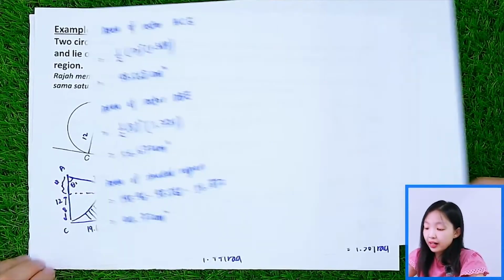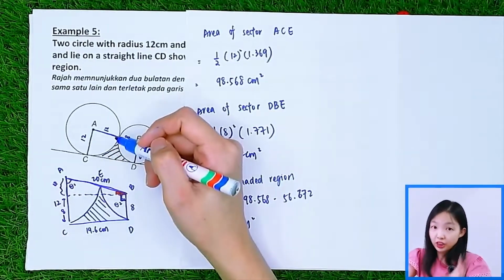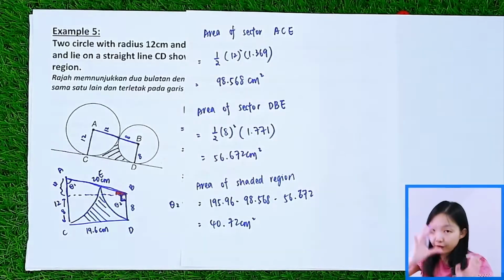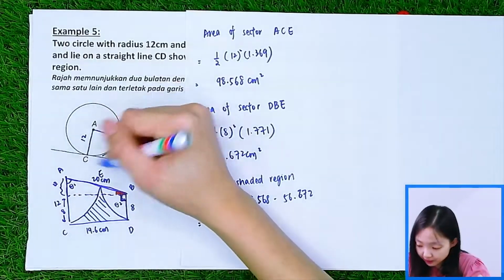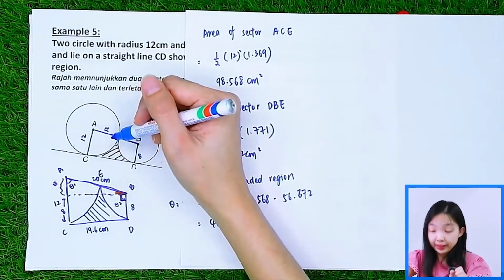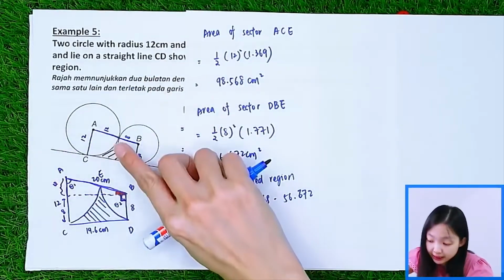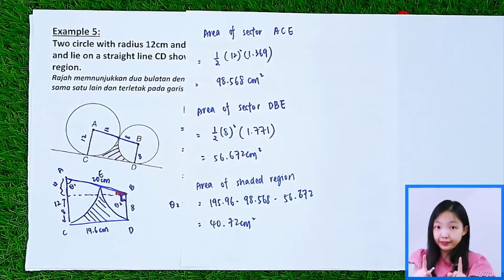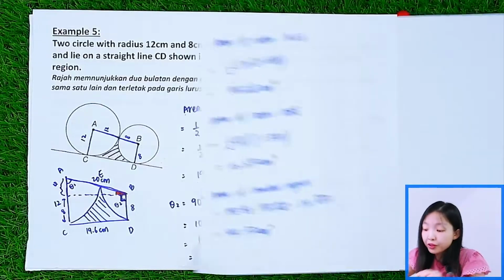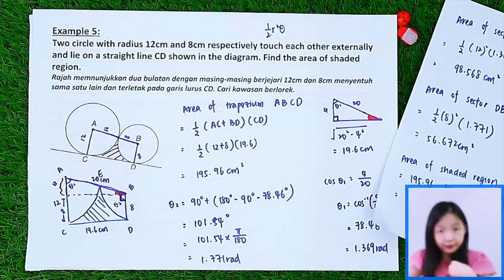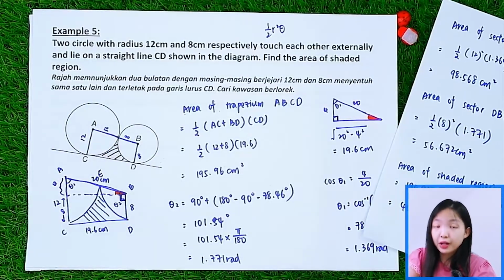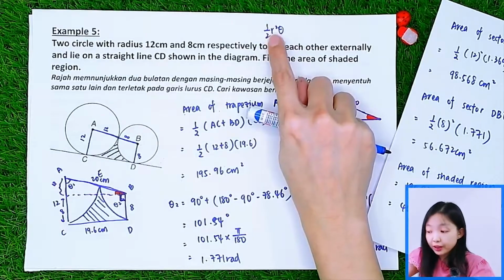So when you look at a question, in your mind you have to plan. Okay, I want to find the area of this shaded region. So the first thing, I have to find the whole diagram first, the whole trapezium. Then I have to minus off this, then I can get my area of the shaded region. So before you find this area, you have to ask yourself, what formula do you have to use? 1/2 r squared theta.